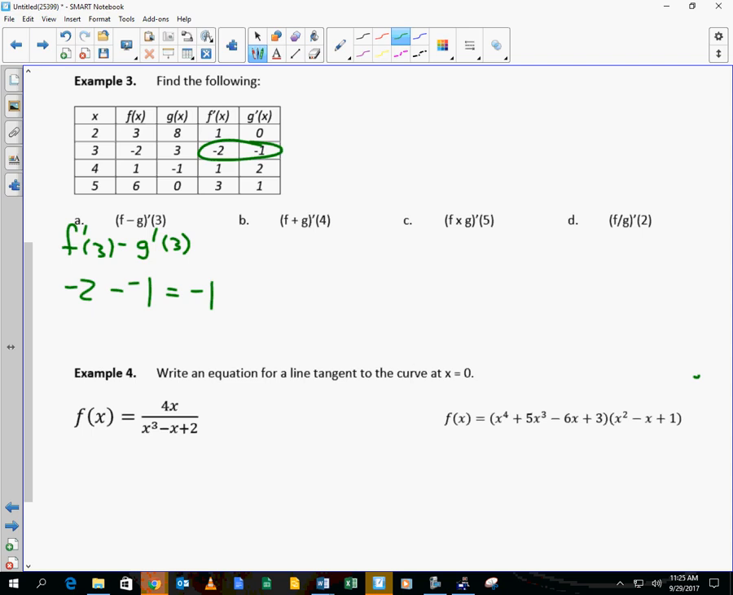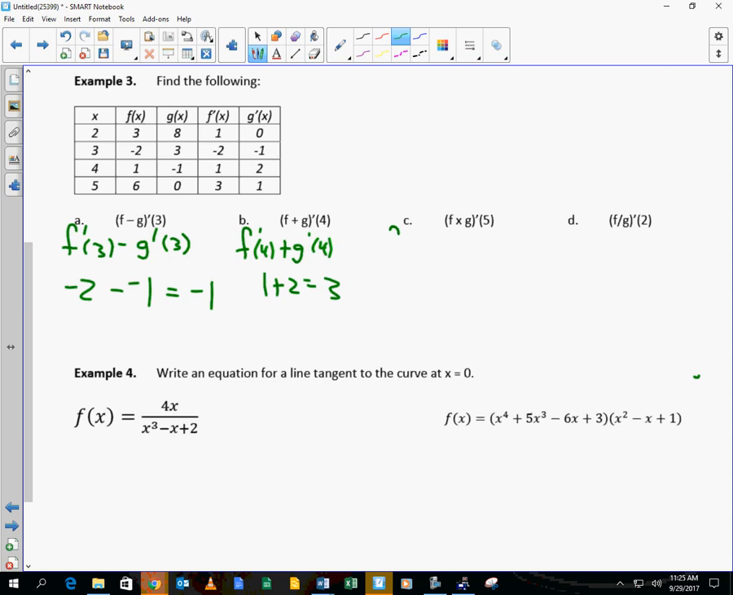So (f plus g) prime of 4 is f prime of 4 plus g prime of 4. So that's going to be 1 plus 2, which is 3. Carter, what do you think people do that's incorrect when they get to letter C? Yeah, they just take 5. There you go, 3 times 1, so we get 3. Okay? You can't do that.